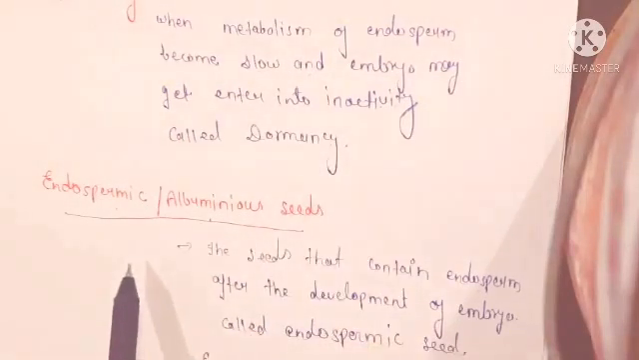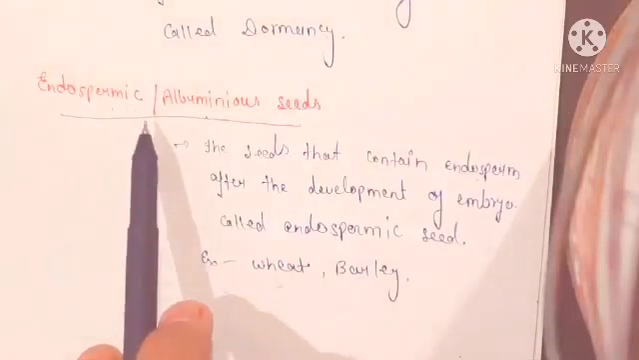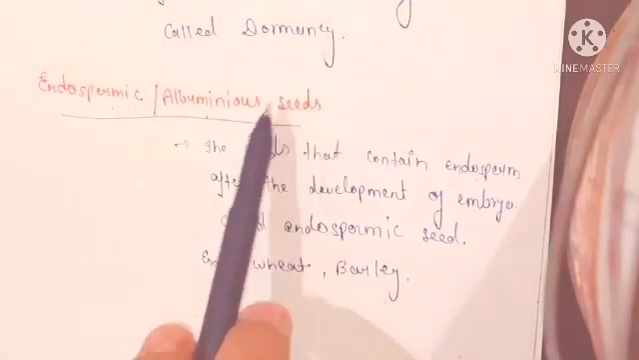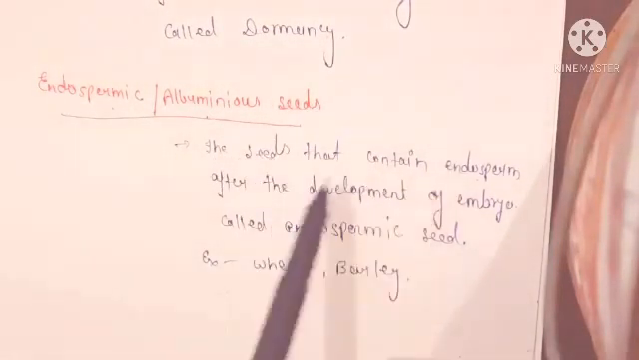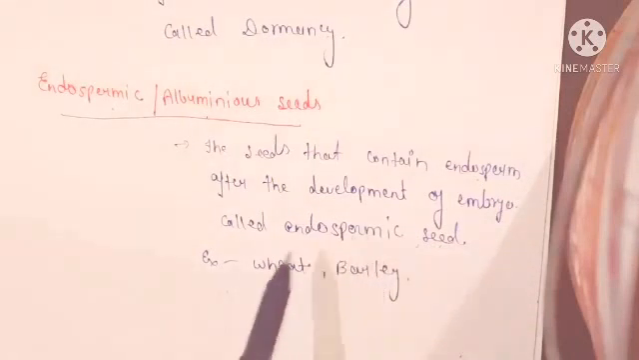After that we will discuss the last topic, endospermic or albuminous seed. The seed that contains endosperm after development of embryo is called endospermic seed. An example is wheat and barley.